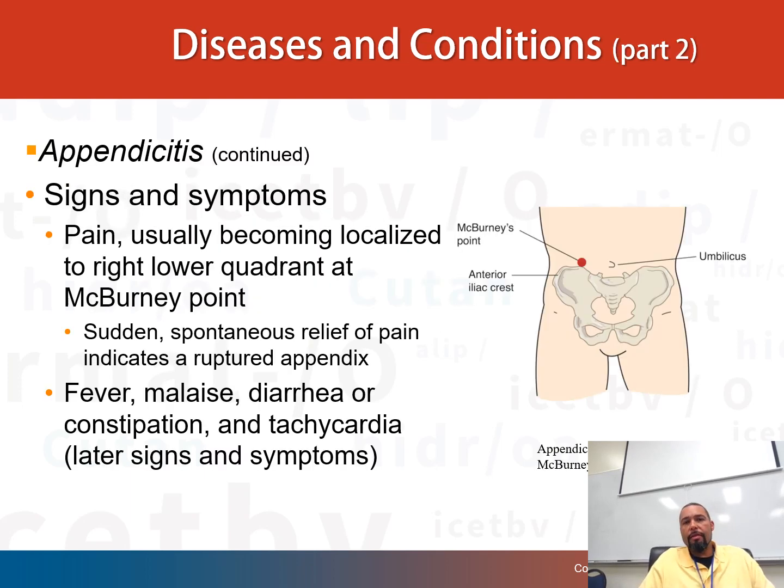But some signs and symptoms for appendicitis, all right? You have some pain, usually becoming localized to the right lower quadrant. Sudden spontaneous relief of pain indicates a ruptured appendix, which kind of is bad juju, all right? So as long as you're having the sharp pain, it's just inflamed and infected. Imagine a balloon right there, and as it expands, it creates more pain. There's only so much that it can expand before it pops.